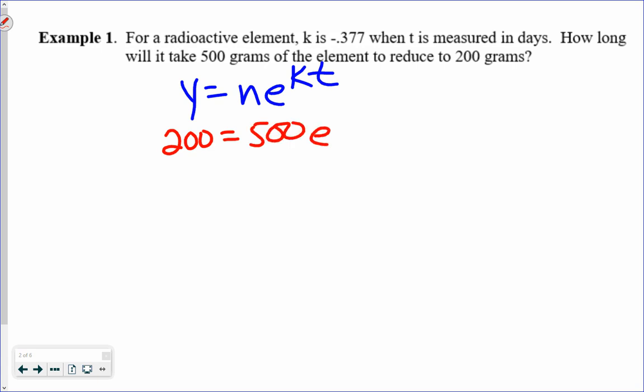E is just E, a number. I happen to know K, and I'm going to put it in parentheses so that we can really distinguish the T there. Before we go too much further on this one, I want to point out something that some of you did wrong the other day.